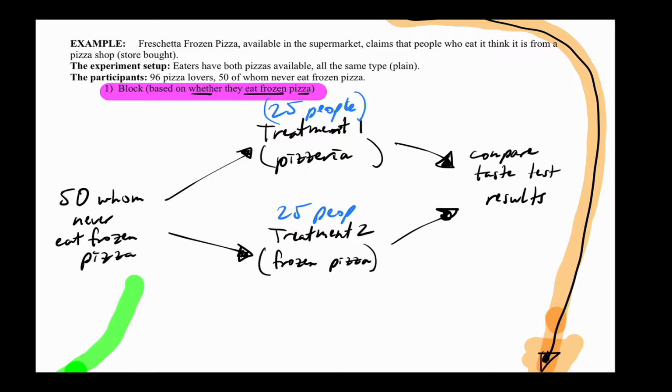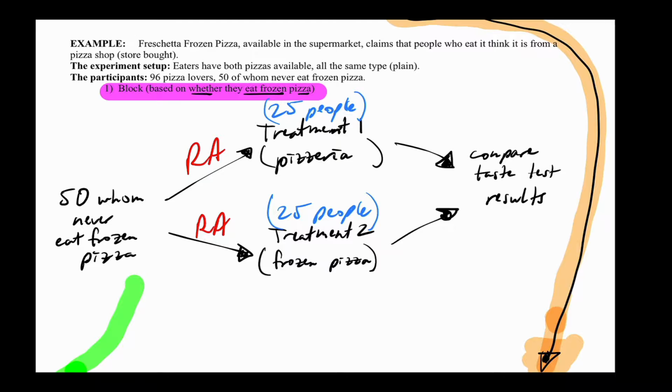25 people, 25 people. And then random assignment here, random assignment there. Okay. So this is what mine's going to look like. They want me to block based on whether they've eaten. These people have eaten frozen pizza before in their life. So the 50 who have never eaten frozen pizza, I'm going to compare their taste test results, how they liked the frozen versus the pizzeria pizza. Okay. So 50, RA, 25 and 25.